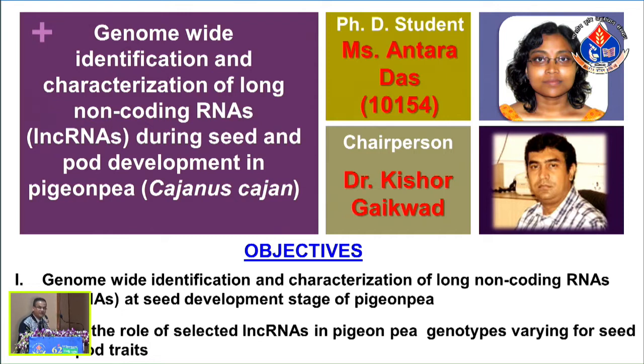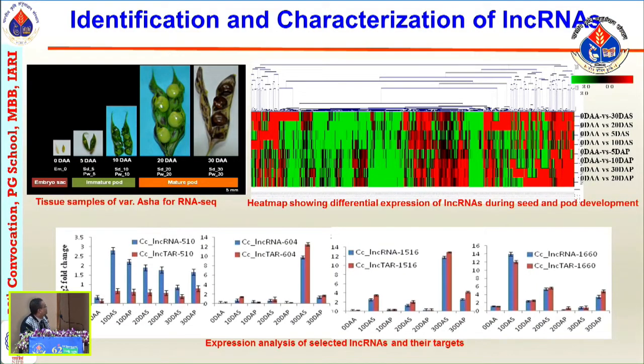Ms. Antora studied the role of a particular class of regulatory non-coding RNA, called long non-coding RNA, in seed and pod development of pigeon pea. She carried out RNA-seq analysis from tissues collected at different stages of seed and pod development, and based on the RNA-seq analysis, she could find more than 3,000 lncRNAs.